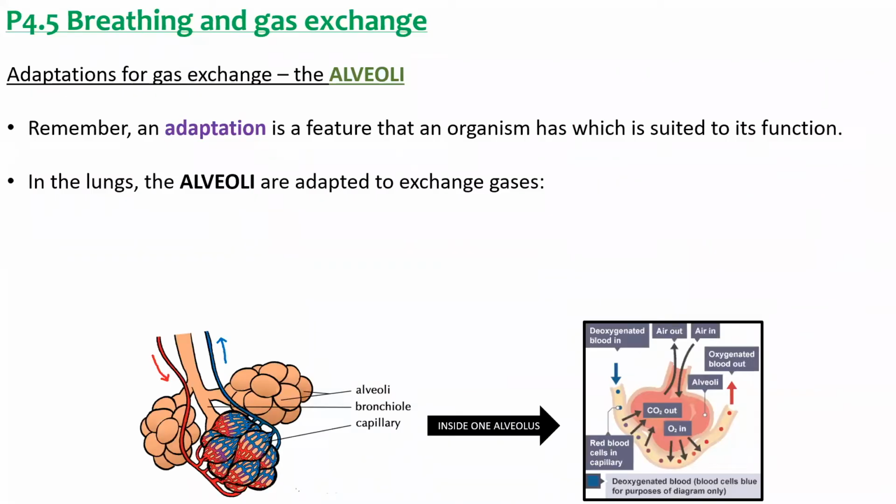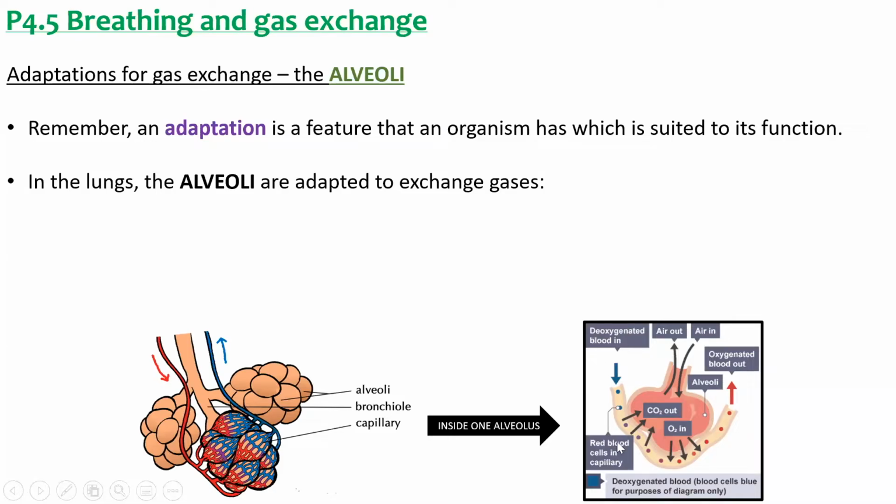Right, we're going to go on to the alveoli, because that's where all the action happens, really. Adaptations for gas exchange. So we've only talked about taking the air in. We haven't said yet what the body does with it. Remember, an adaptation is a feature that an organism has which is suited to its function. It's like saying an animal's very furry, adapted to a cold climate. So even in the body you have adaptations. In the lungs, the alveoli are adapted to exchange gases. They've got certain features that allow that.